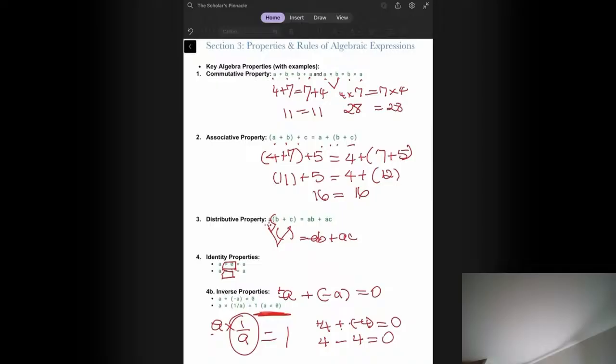And here you have it, guys. Section 3, properties of algebraic expressions. These rules make algebra so much easier. Section 4, writing algebraic expressions and verbal expressions. I will be sharing some common word phrases and how to translate them.